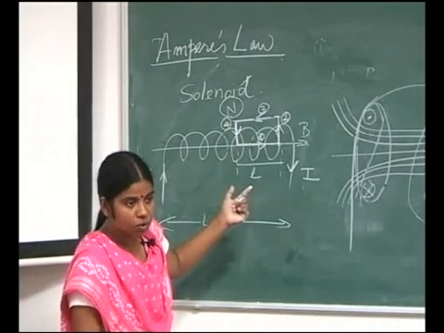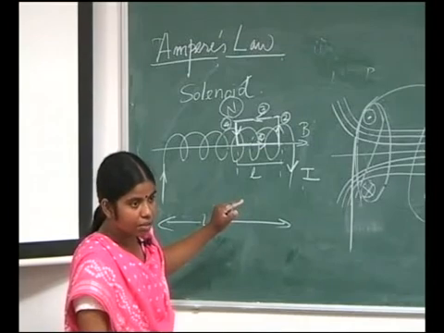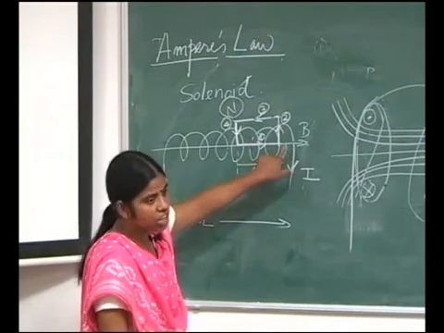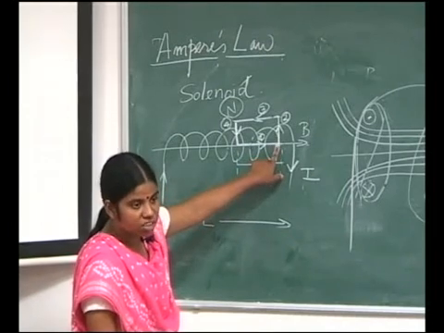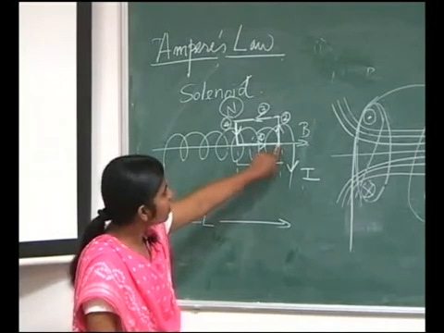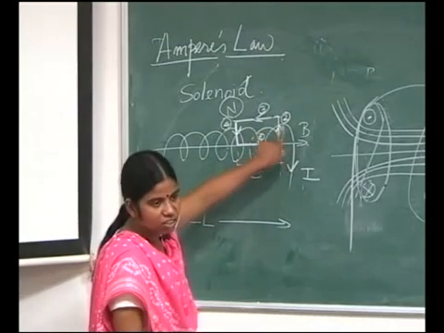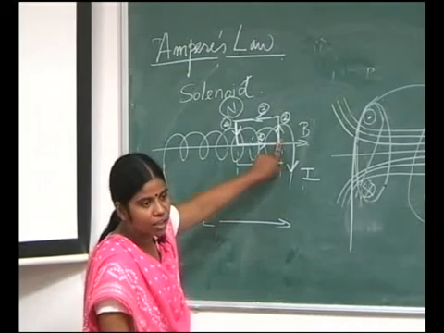समझ में आ रहा है आपको? नहीं आ रहा? बताइए क्या बताया? Why along this direction, along arm 2, I say B dot dl is 0? This is a question. Why?